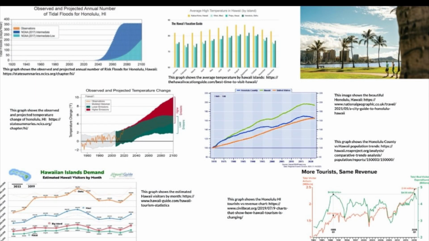Here I have 6 charts and 1 image of the beautiful Honolulu, Hawaii. Each of these charts shows something different that helped me during my research, including tidal floods, temperature change, revenue, income, the county versus Hawaii. It's just kind of everything that was valuable to my research and to my understanding of the pros and cons of Honolulu, Hawaii. So I was very grateful for this.